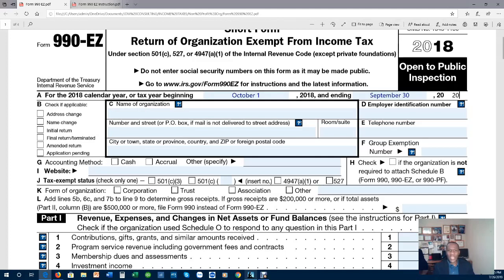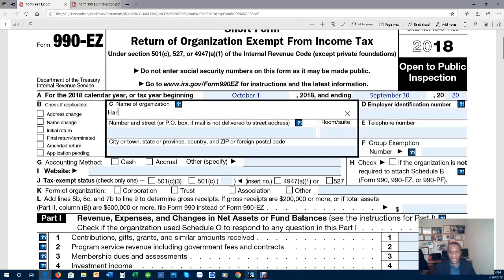In Section B, you have to indicate whether you have an address change or name change. If this is an initial return, meaning your first return, or a final return, or your organization is terminated, or if you are amending your previous return, you'll check the box to amend the return. If your application for exemption is in process and has not been finalized, you will indicate application pending. Then you will enter your organization name here.